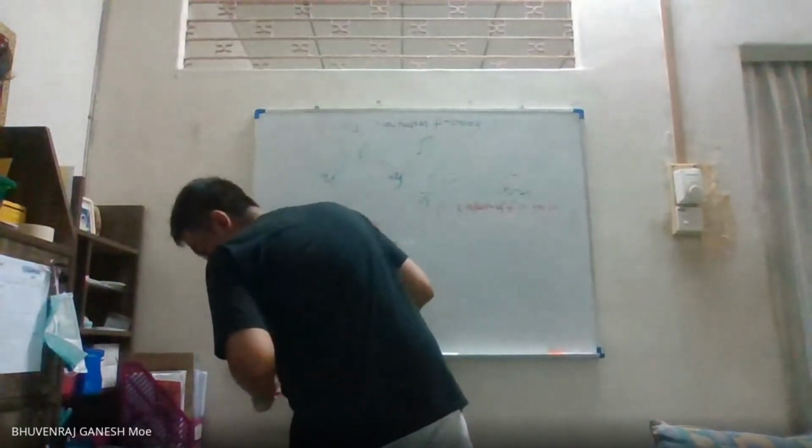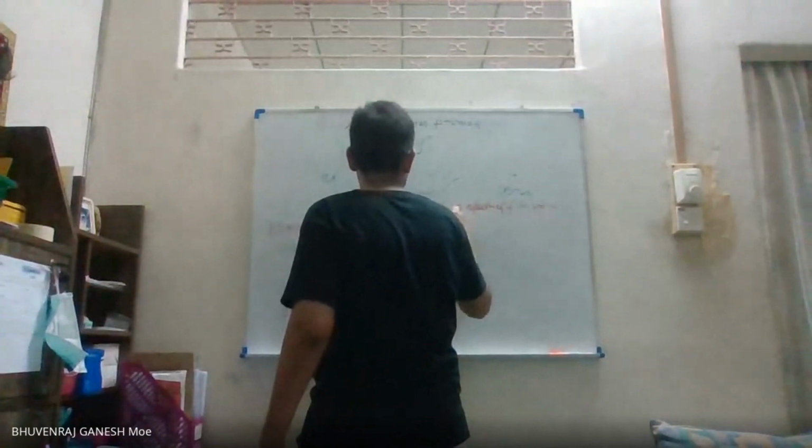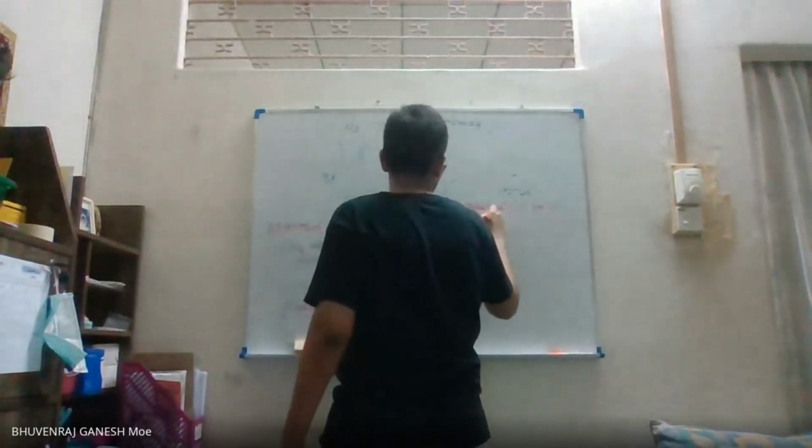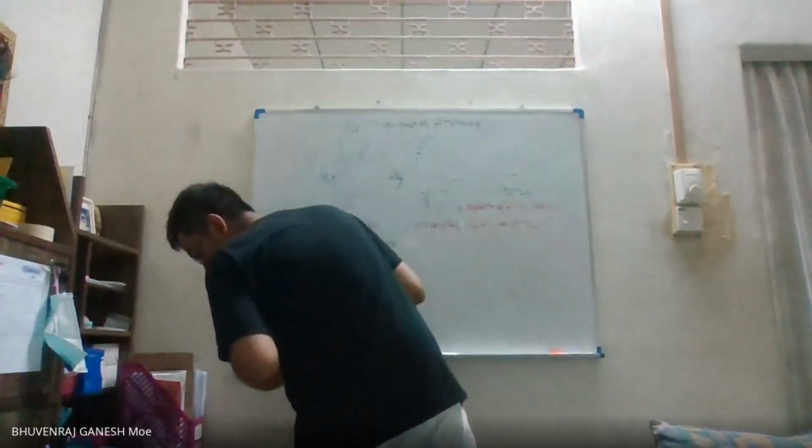So let's say I have a point (0, 1) on f(x), means (1, 0) on f inverse of x. So that's the whole thing.